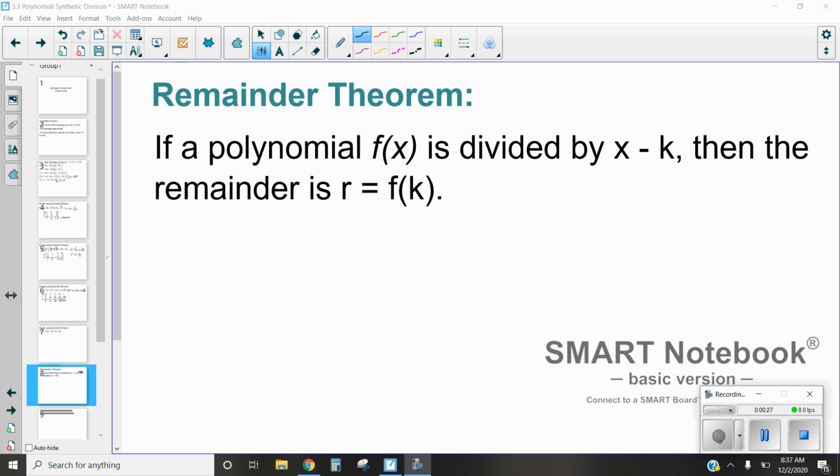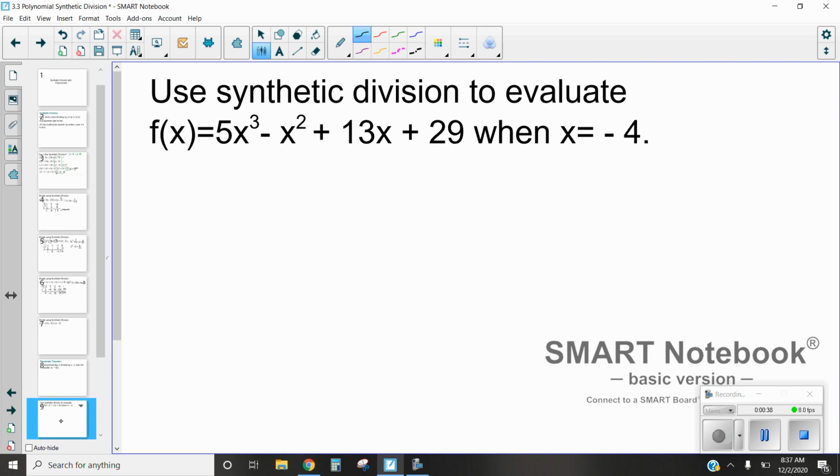And so the remainder theorem is a really cool pattern that we can see, knowing that if I put this value in, this is the number I'm going to get back out. So let's take a look at what this remainder theorem says. We want to use synthetic division to evaluate what happens when x equals -4. So we can evaluate it two ways.